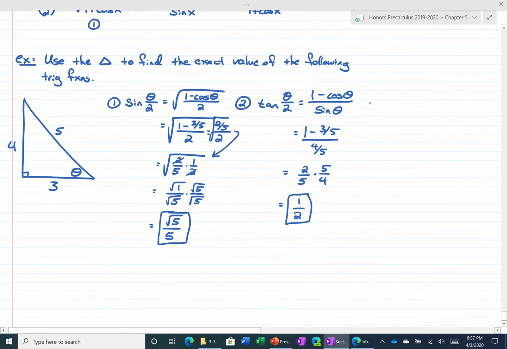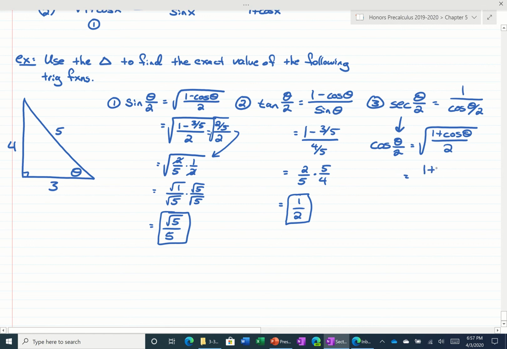And one more example here. What if I asked you to find the secant of theta over 2? Well, the way that we're going to do this is we're going to find the cosine of theta over 2, and we'll just take the reciprocal of it. So let me show you what I mean. First, let's find the cosine of theta over 2, and the formula says it's going to be the square root of 1 plus the cosine divided by 2.